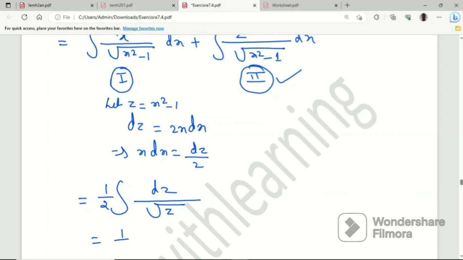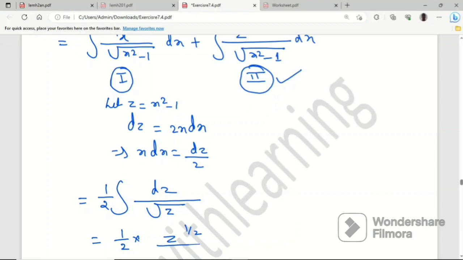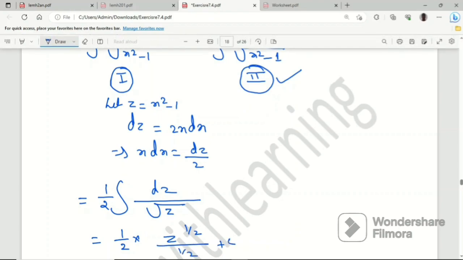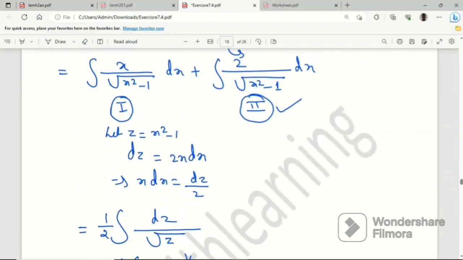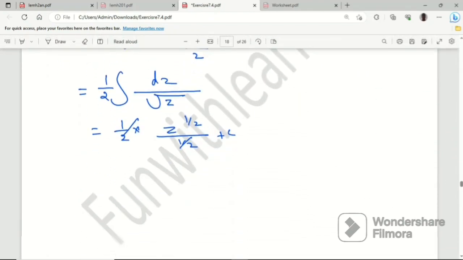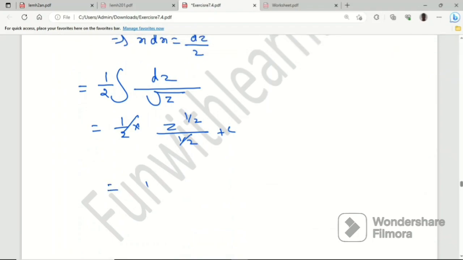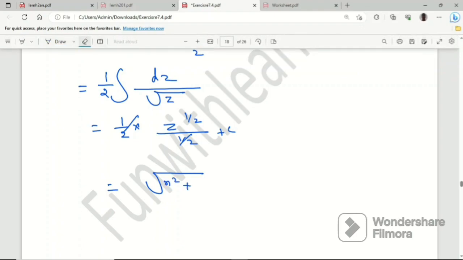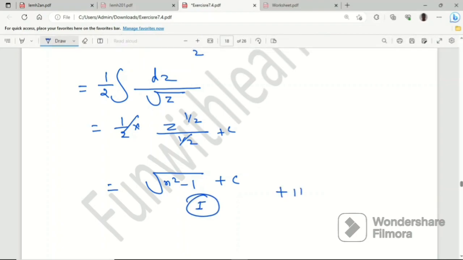So integration of 1 upon under root z will give me z to the power 1 upon 2. I will divide also by 1 upon 2 plus c. I will cancel 1 upon 2 and 1 upon 2. It will give me z to the power 1 upon 2. So what is z? z is equal to x square minus 1. So I will get under root x square minus 1 plus c as our, no, it is not the answer, it is first part only. Now you will have to add the second part to get your answer.